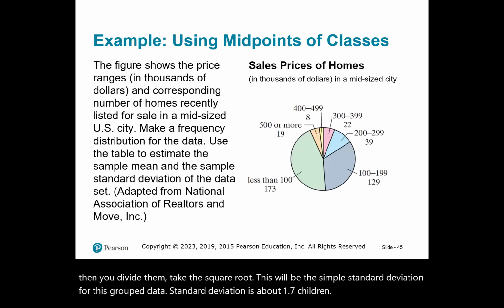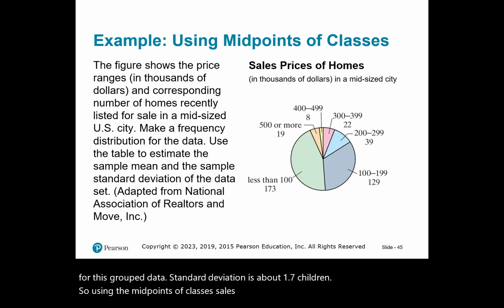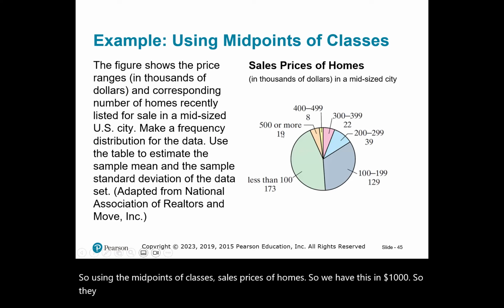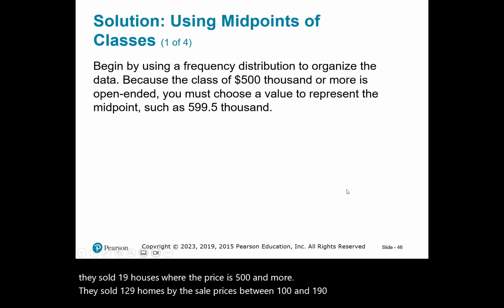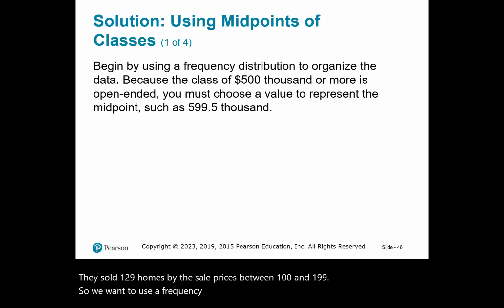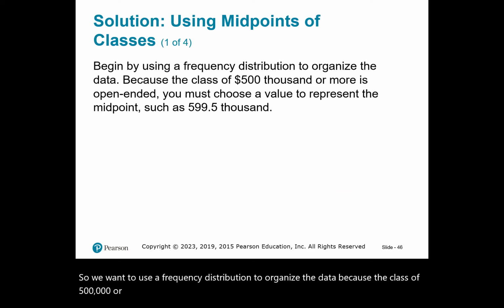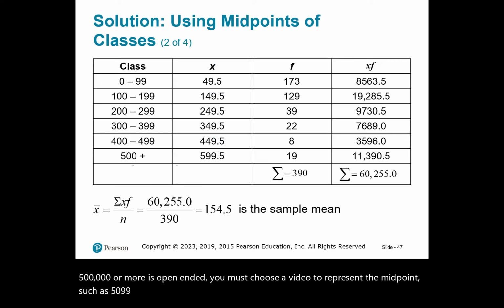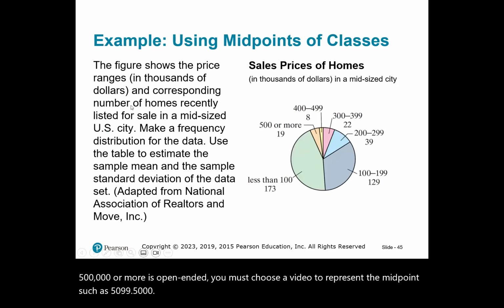Now, using the midpoints of classes, sales prices of homes. We have this in $1,000. They sold 19 houses where the price is 500 and more. They sold 129 homes where the sale price is between 100 and 199. So we want to use a frequency distribution to organize the data. Because the class of 500,000 or more is open-ended, you must choose a value to represent the midpoint, such as 599.5 thousand.